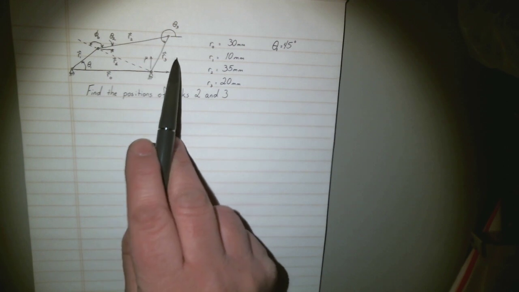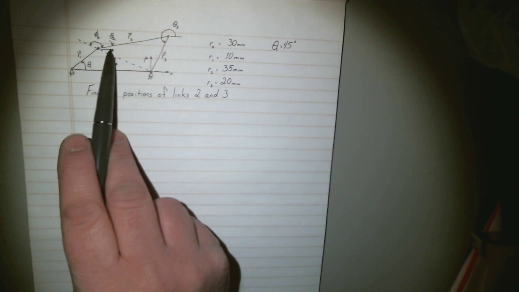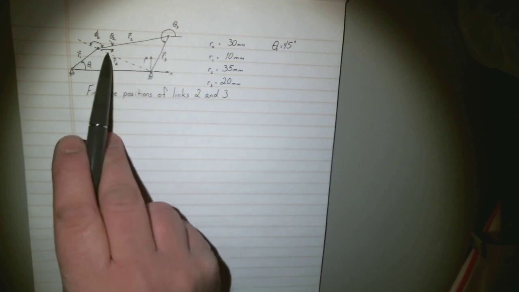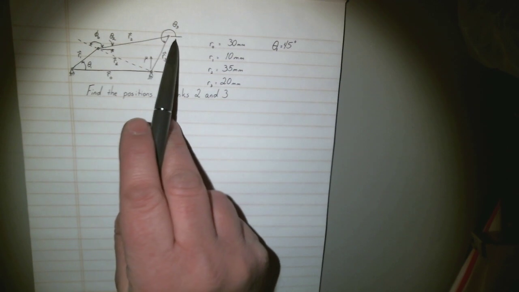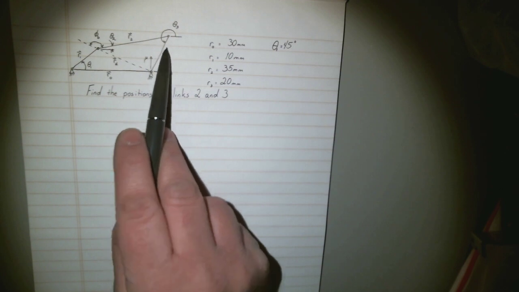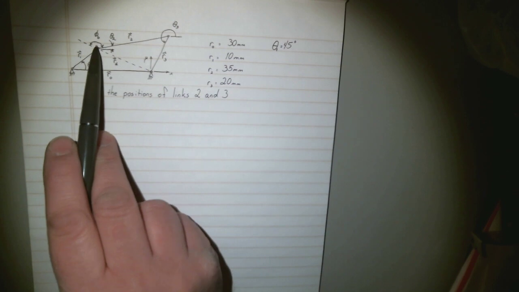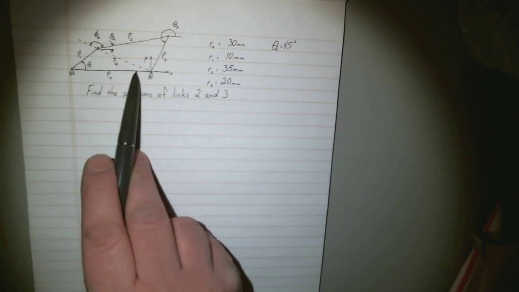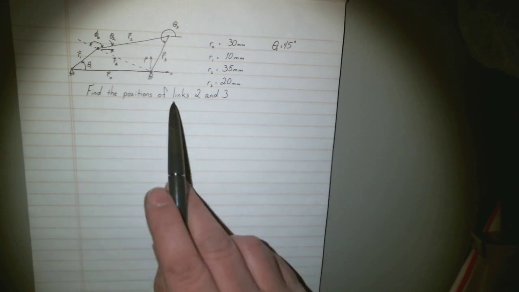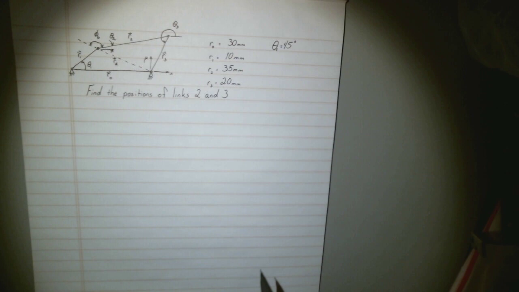We also have several other angles mentioned here. Theta sub 2, which is the angle that R sub 2 makes with the horizontal. Theta sub 3, which is the angle going around that R sub 3 makes with the horizontal. And finally, phi sub b, which is the angle of the diagonal carried out beyond, between the diagonal and R sub 2. And as mentioned, we're to find the positions of links 2 and 3.